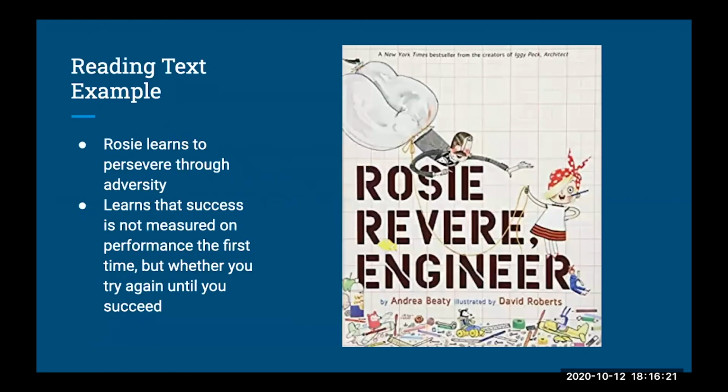A great text example for teaching perseverance is Rosie Revere, Engineer. In this story, Rosie learns that not all of her inventions are going to be successful on the first try, and perseverance is key to achieving difficult goals.